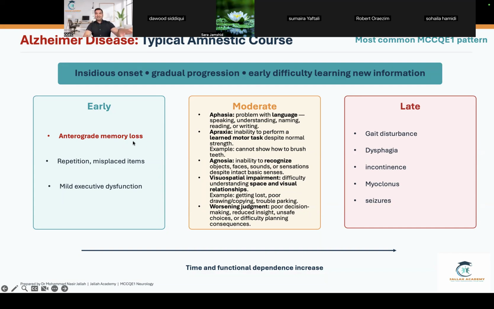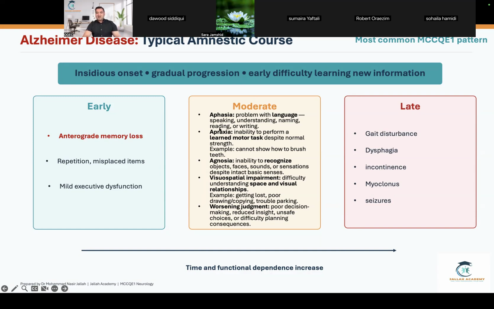The reason I insist on this is that it might be asked in the exam: what kind of memory issue will the patient with Alzheimer have at an early stage? It will be anterograde memory loss. Repetition and misplaced items could happen, though misplacing things can happen at a normal age as well. Mild executive dysfunction. Now, these are early, and out of all of them, anterograde memory loss is very commonly asked in the licensing exam. I'm not saying don't remember the rest, but this is very commonly tested.